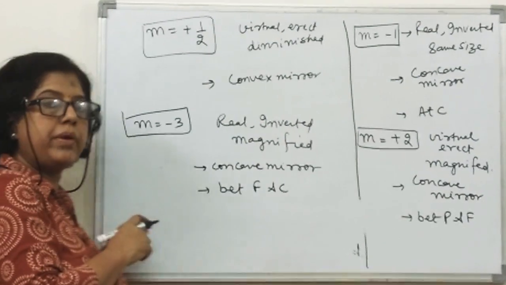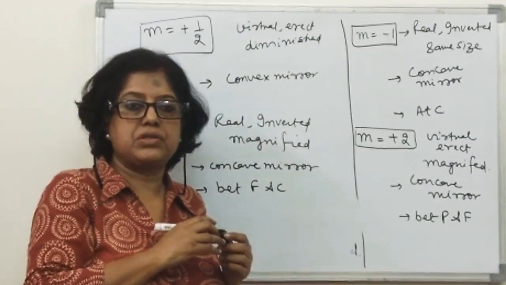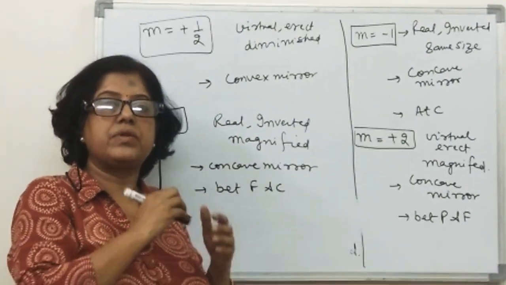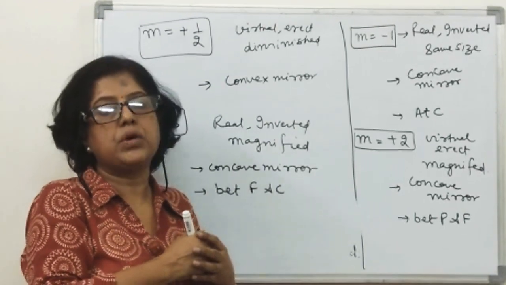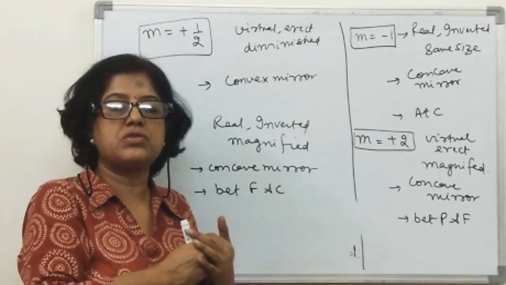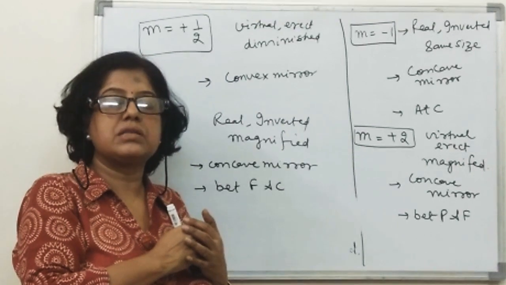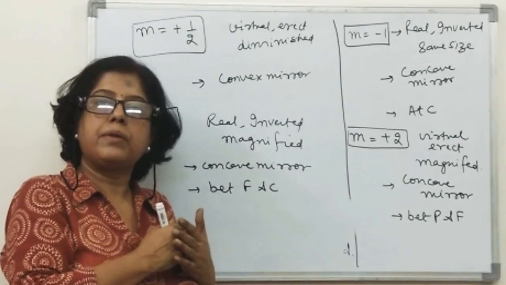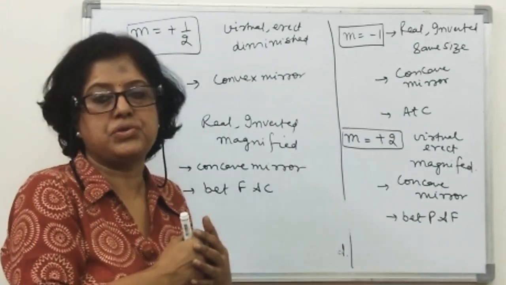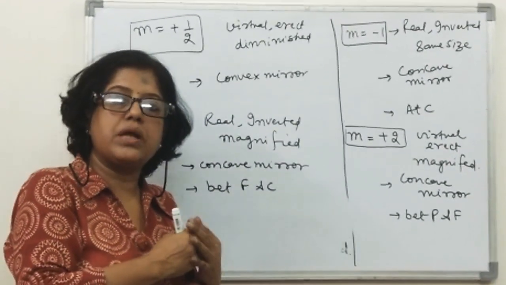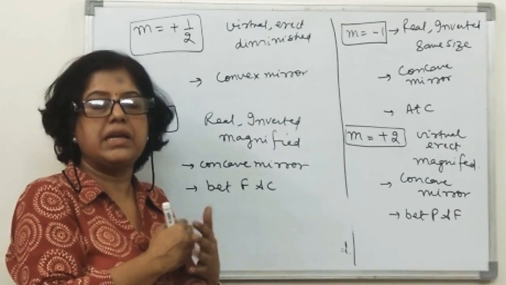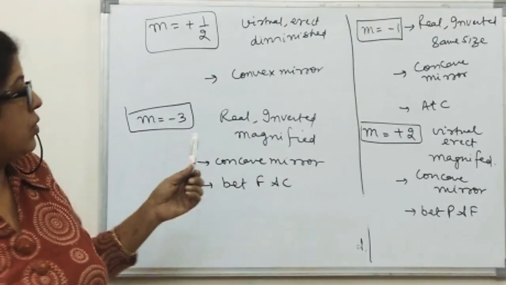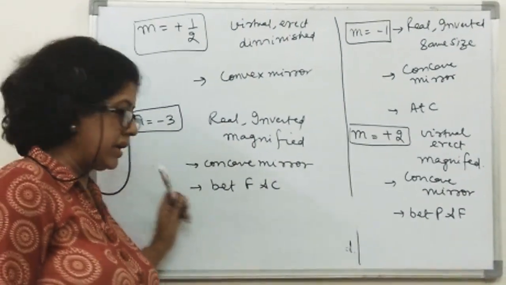Fine. So please remember the sign of the magnification. The value of magnification tells us whether the image is virtual erect or real inverted. Plus means virtual erect, minus means real inverted. And the value tells us whether the image is same size, magnified or diminished. If it is equal to 1, same size; more than 1, magnified; less than 1, diminished. So this is how we can analyze the value of magnification.